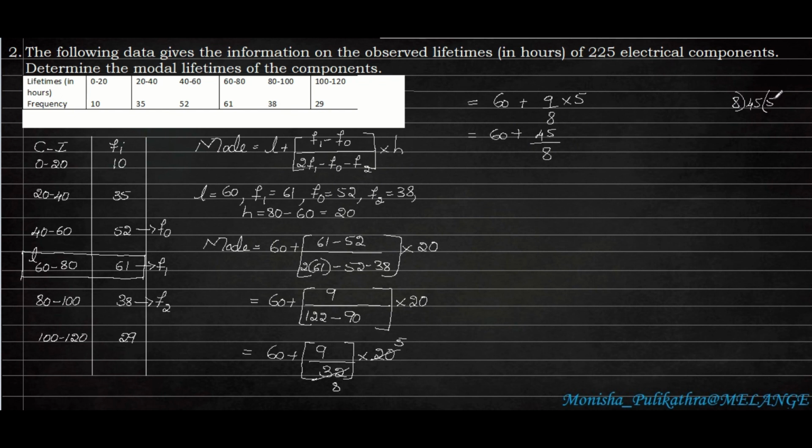Okay. So 8 5s are 40. 5 remaining, point. We have to add a 0 here. So 8 6s are 48. Remaining is 2, point. We have to add a 0 here. Next 8 2s are 16. 20 minus 16, 4 remaining, because of the point we have to put a 0. So 8 5s are 40. It completely divides. Okay. So 45 divided by 8 is 5.625.